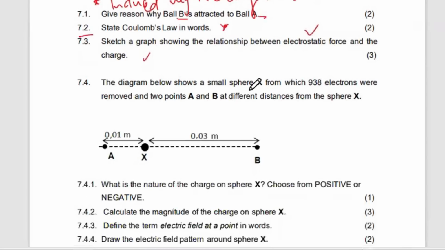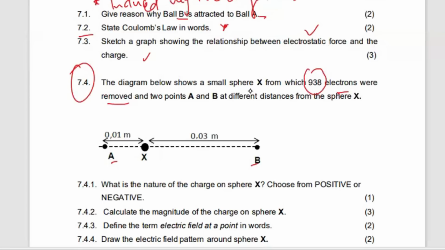You increase the charge, the force increases. You decrease it, the opposite is true. All right, then 7.4. The diagram below shows a small sphere X from which 938 electrons were removed. And then we have 2 points A and B at different distances. So what is the nature of the charge on X?